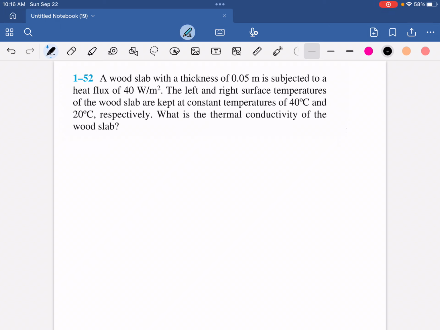Let's do this last problem. It shouldn't take me that long to do. Okay, so let's read it.